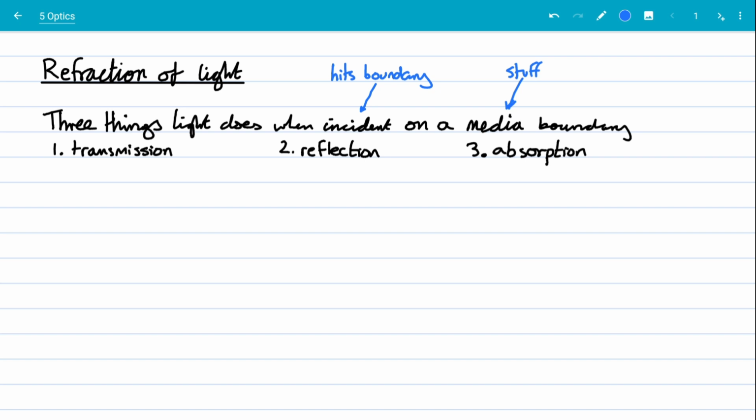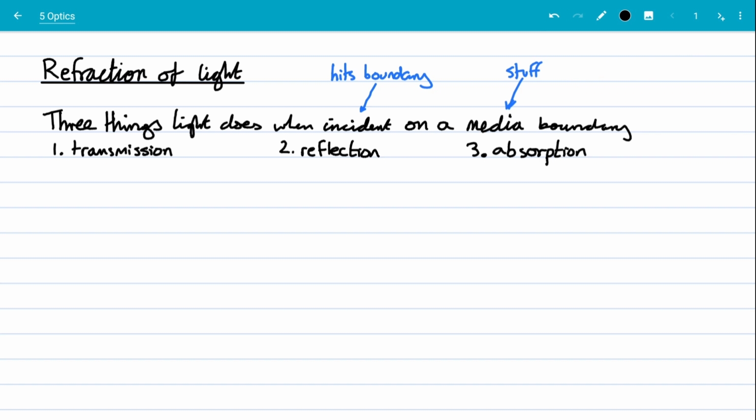Okay, so we're going to focus on transmission. We're going to focus on the light that gets into a second medium from a first medium. And that transmission can cause refraction. Now, there are some subtly different definitions of refraction. Some people would define refraction as the changing of direction of a ray or a beam of light when it enters the boundary at some angle to that boundary surface.